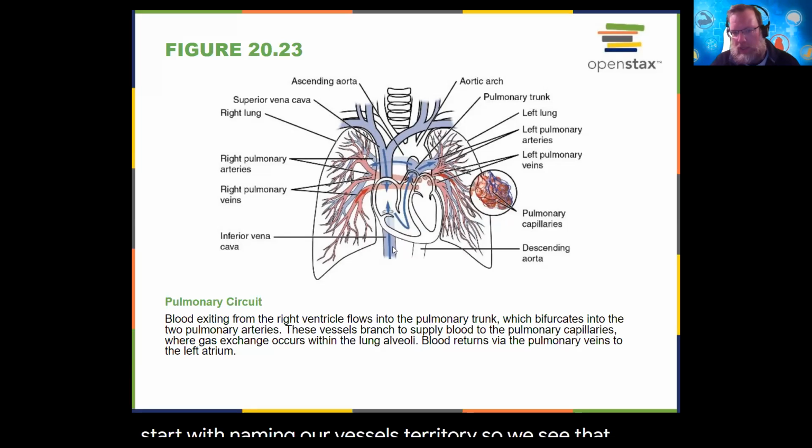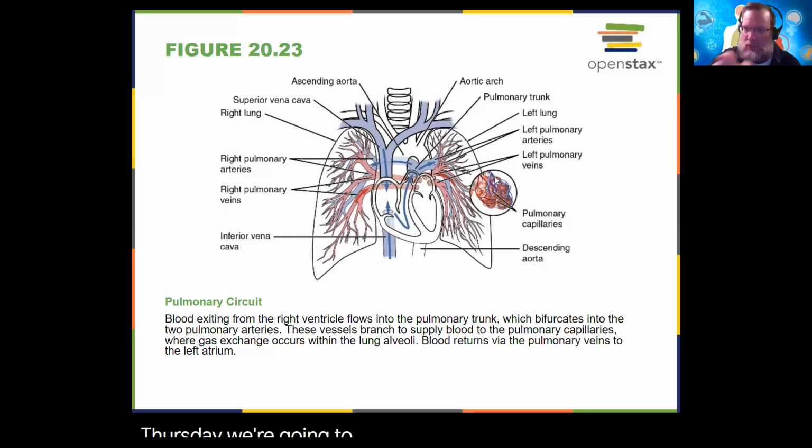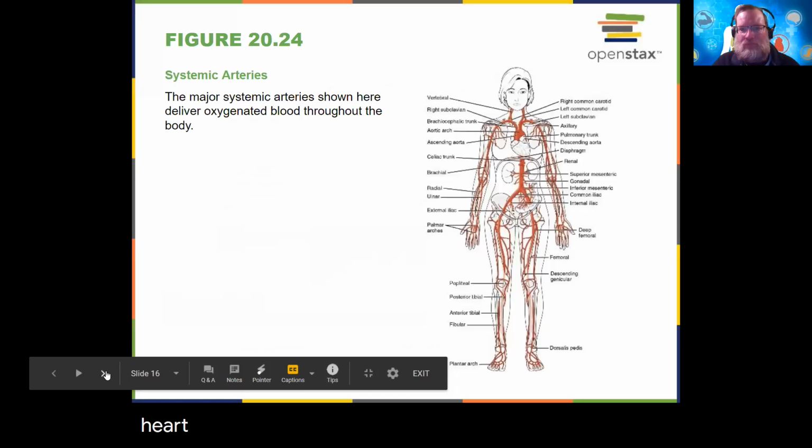So we see the superior and inferior vena cava dumping into the right side of the heart, then the right side pumping into the pulmonary trunk, leading us out to the pulmonary arteries. Then we end up at the pulmonary capillaries. On Thursday, we're going to start right in this area talking about pulmonary capillaries, and then work our way out as we discuss the respiratory tract. Then we head back, right? Pulmonary veins heading back over to the left side of the heart.